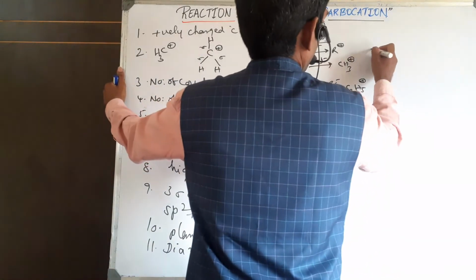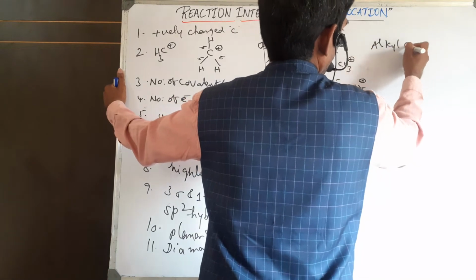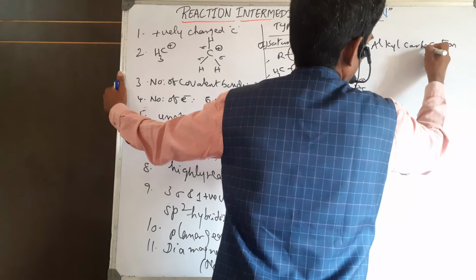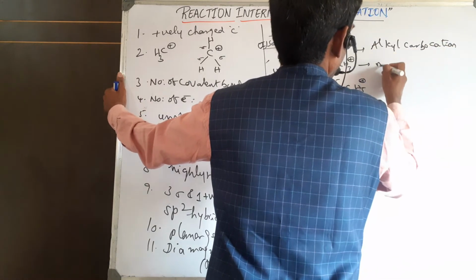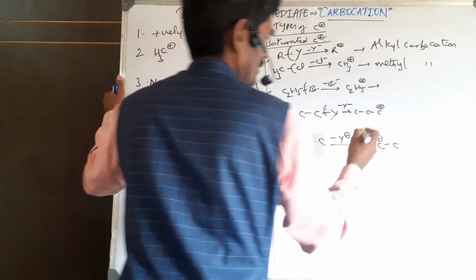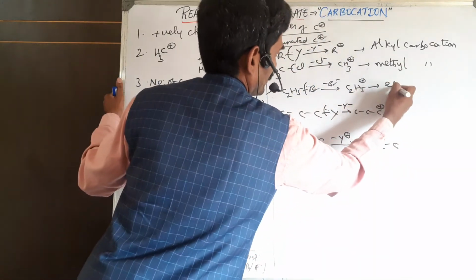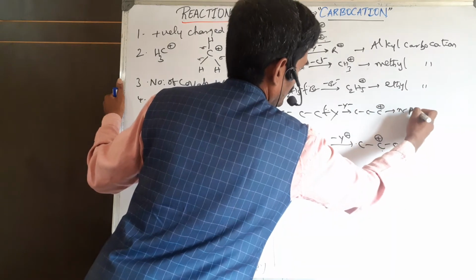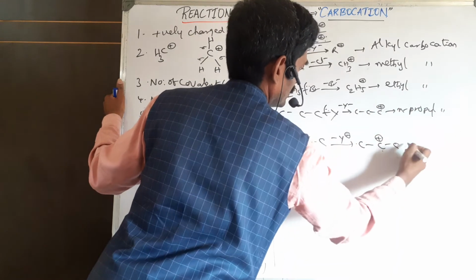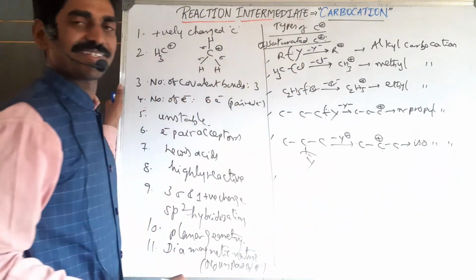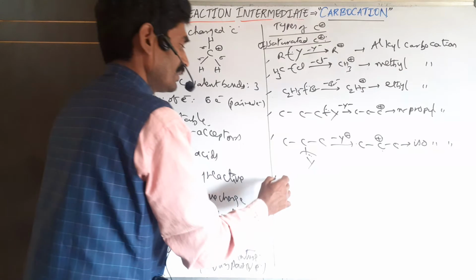So there is the alkyl carbocation: this is the methyl carbocation, this is the ethyl carbocation, this is the n-propyl carbocation, and this is the isopropyl carbocation. You're following, right?